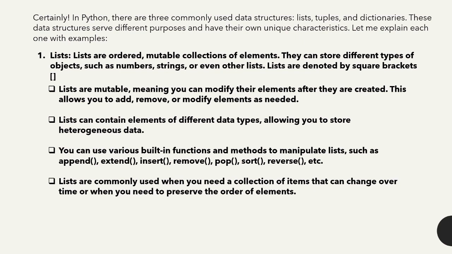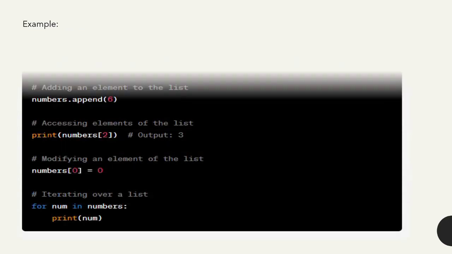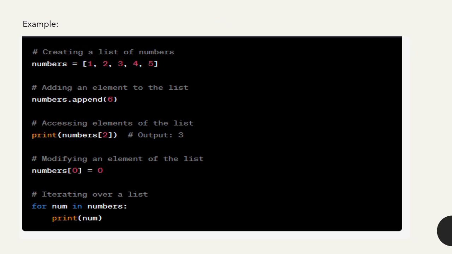So you can use various built-in functions and methods to manipulate lists, such as append, which is used to add something, extend, insert, remove to remove something, pop to remove the last element, sort for sorting the elements, reverse for reversing the elements, etc. So lists are commonly used when you need a collection of items that can change over time or when you need to preserve the order of the elements.